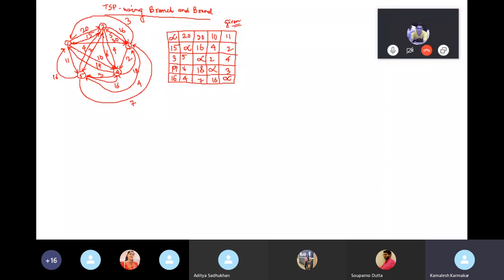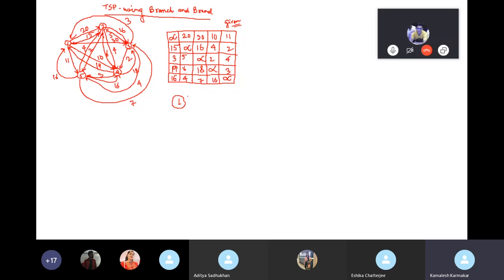So how to solve this problem? We will use the same technique, least cost branch and bound, as we discussed in the previous example. In the case of the 15 puzzle problem, we considered the least cost branch and bound technique. So here, if we start from vertex 1, say our starting vertex is 1. I'll show you a few steps, then you have to follow the same steps to solve the problem.